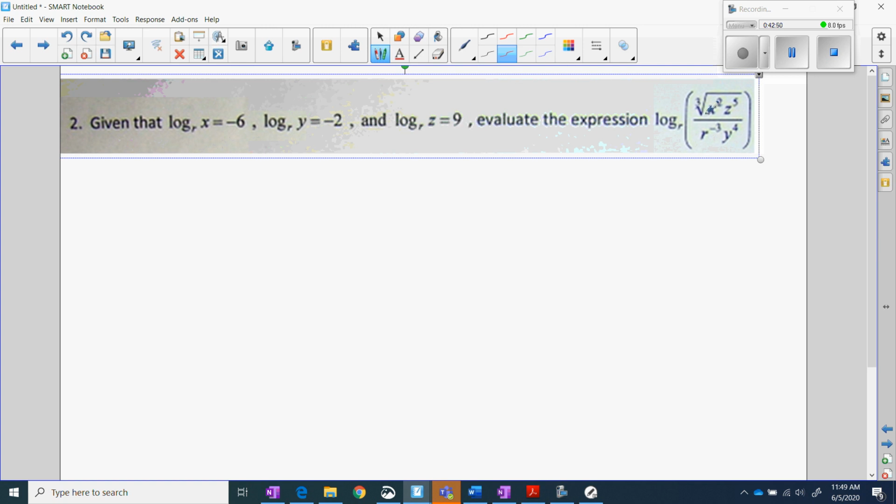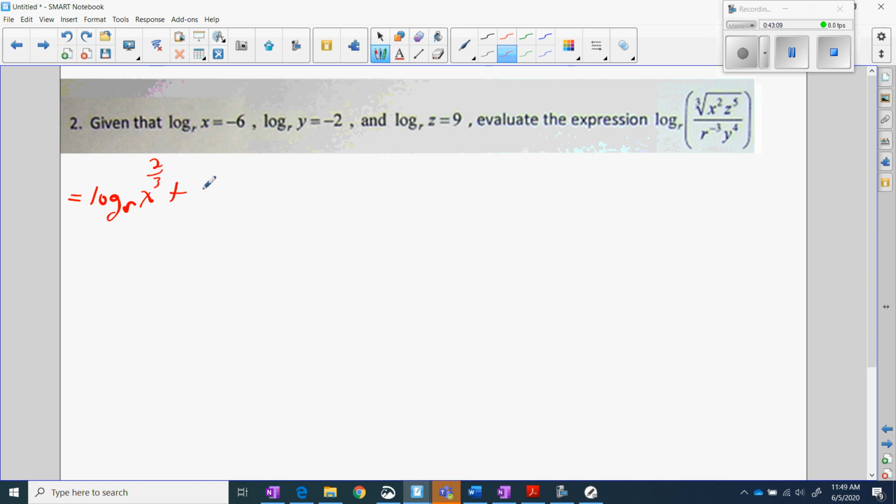So I've got to whittle away at this and get it expanded out to multiple logs. I'm going to take the top one and say it's log base r of x. Now, cube root means take a third of the exponent that's already there. So it's really going to be x to the 2/3.